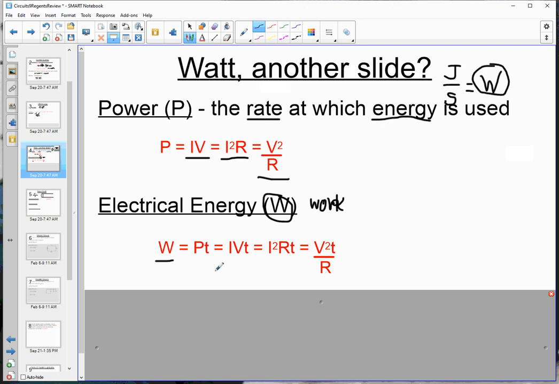Now, all you have to do to get energy is multiply power times time, because if power is in joules per second and we multiply by time, these are going to cancel and we'll be left with just joules. So electrical energy, measured in joules, is power times time. So you can take this three equation sequence and do IVT, I squared RT, and V squared over R times T.